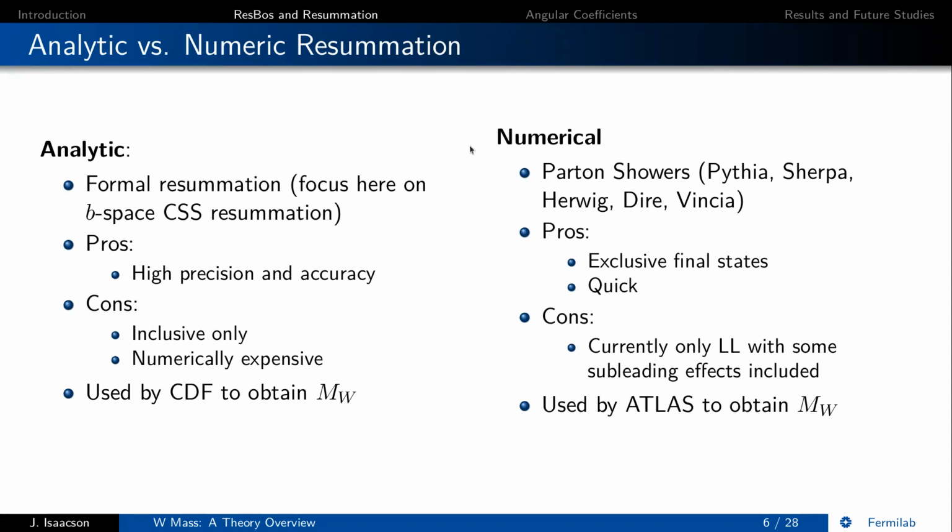The alternative approach is what I like to call numerical resummation, or as many people call it, parton showers. There are tons of different parton shower algorithms on the market, and I feel like there are new ones that come out almost every other year. The key ones that people have heard of are Pythia, Sherpa, Herwig, Dire, and Vincia. Some of the pros of these numerical resummation approaches are that you get all those exclusive final states, so you can tell me exactly how many jets you had and how they're distributed in your detector. It's also much quicker than the analytic approaches because you tend to be stuck at lower orders and you use slightly different techniques to evaluate them.